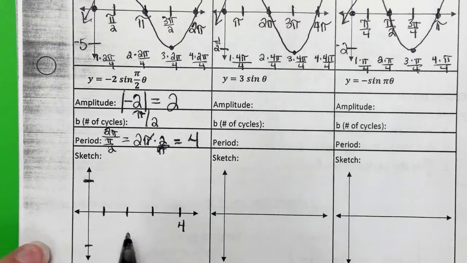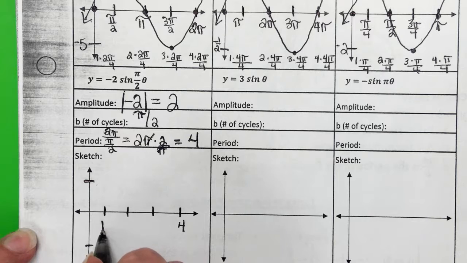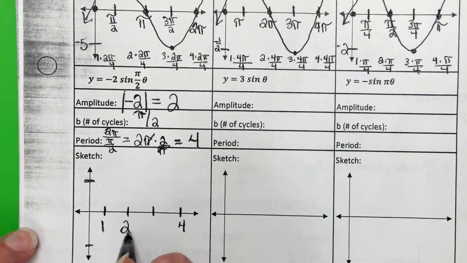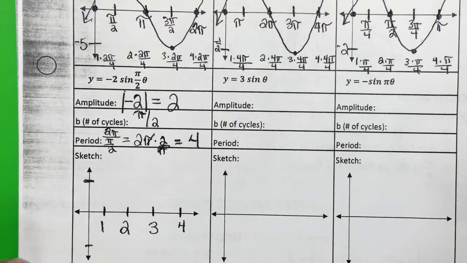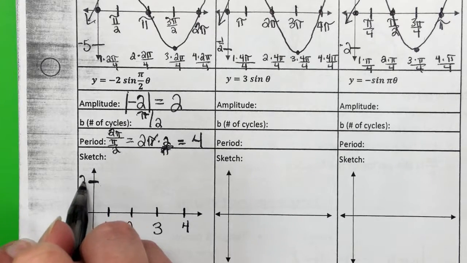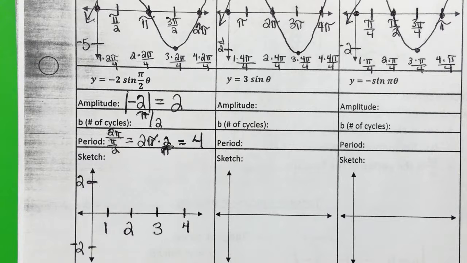All right, so y'all got the hang of this, right? If I did 4 divided by 4, it'd be 1. If I did 2 times 4 divided by 4, it'd be 2. 3 times 4 divided by 4 would be 3. Y'all okay with that? All right, what would be my maximum? 2. And my minimum? Perfect. Y'all okay so far?